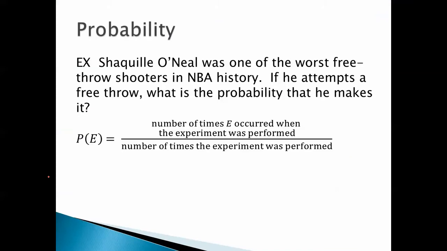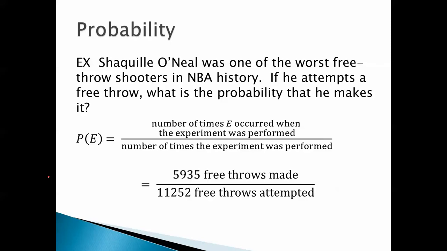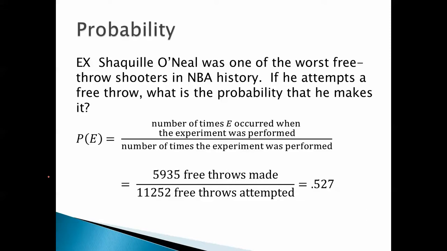So, again, you would calculate P of E. It's the number of times E occurred when the experiment was performed over the number of times the experiment was performed. How many times over the course of his many years in NBA basketball did Shaq perform this experiment? Well, he made 5,935 free throws out of 11,252 attempted, which means he was a 52.7% free throw shooter. Namely, he made about 53% of his free throws. So that's how we'd calculate the probability that he makes the free throw.